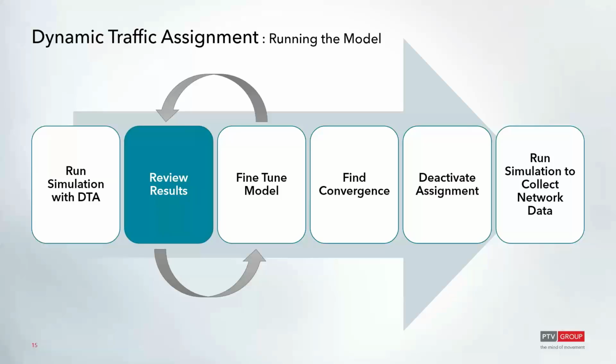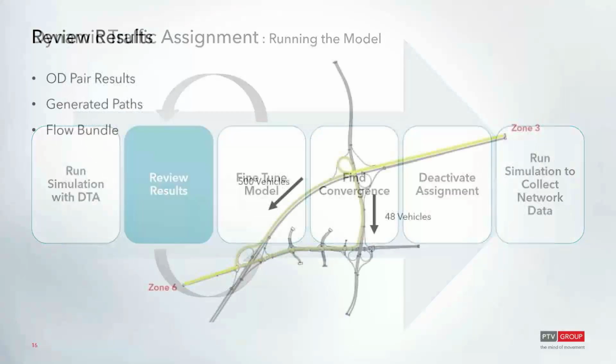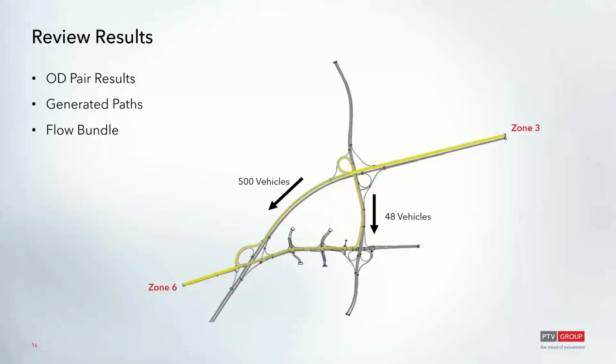Okay, so our next step here, we're going to take a look at some of the different ways to review some of the results once we have some of the dynamic assignment runs completed. Some of the dynamic assignment specific results include looking at the origin destination pair results, as well as the list of paths and the corresponding volumes that travel over each of these paths. And then also a way to visualize volumes in the network using an object called flow bundles. Each of these can really help us determine what paths are being generated and also how many vehicles are taking each of these paths.